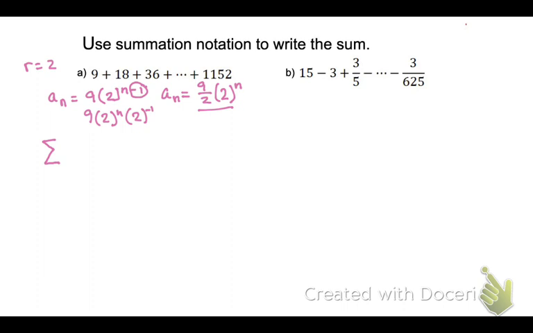Sigma. So I have 9 halves, 2 to the n. And evidently, I have n as my thing. So n equals 1, because when we write them, we're always going to start at 1, right? To what? Oh, I don't know what this is, do you? What term is that? Can I figure it out by setting our equation equal to it?